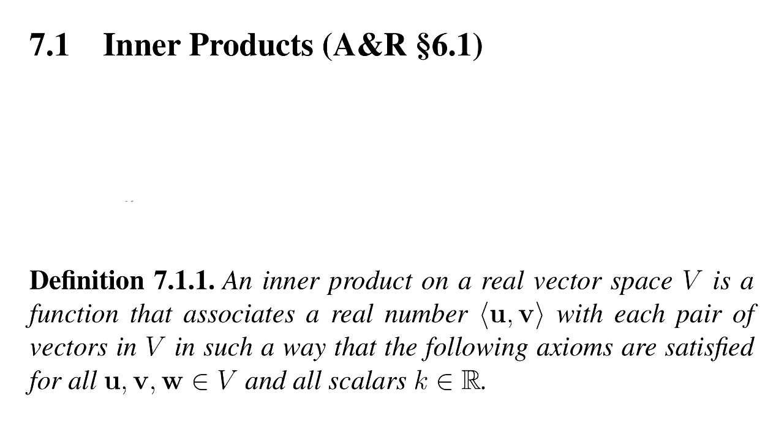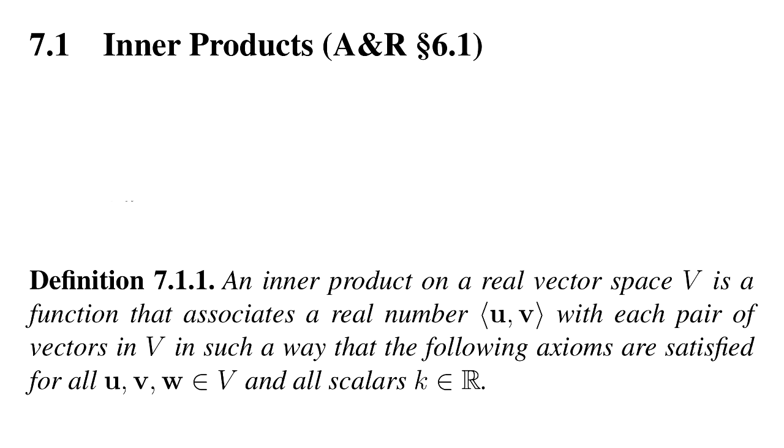So vector spaces are the abstract, axiomatic generalization of Rn. Linear transformations are the generalization of matrix transformations. And inner products are generalizations of the dot product. Okay, so what does the dot product do? The dot product takes two vectors in Rn and gives you a number, okay, a real number.